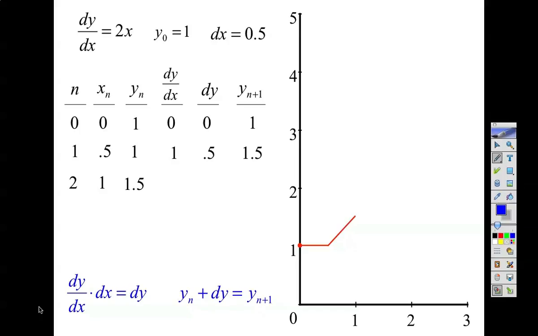Okay, so we're now at a new point. We're going to calculate our slope. Put a 1 in for x. Gives us a slope of 2. We're going to take our slope times our run. Gives us 1. That's a rise of 1. Add that on to the 1.5 we're already at. We are now at 2.5. There's our new point. Now we're almost there.